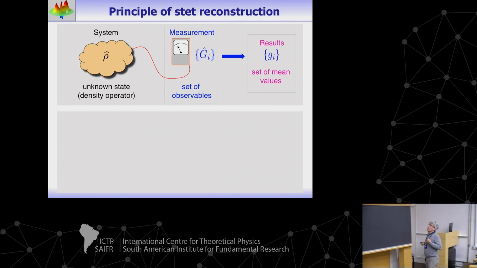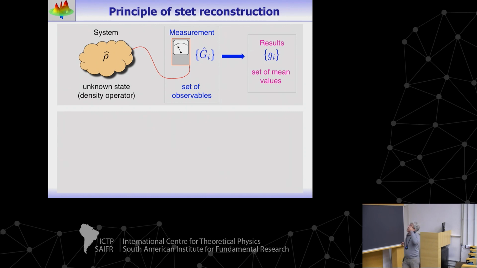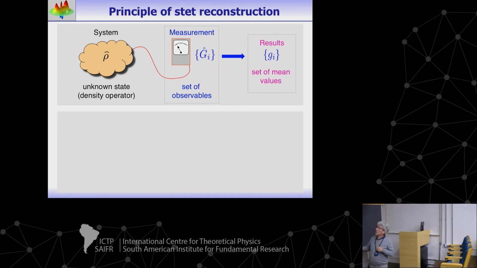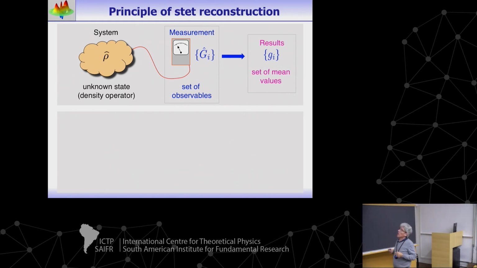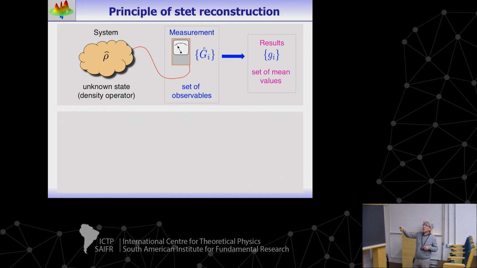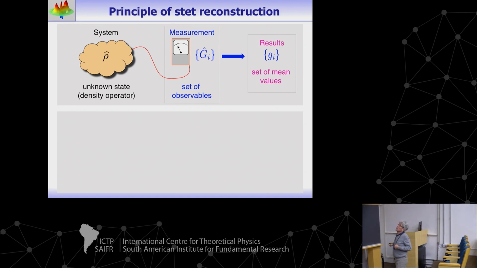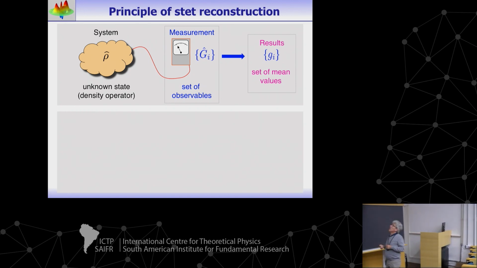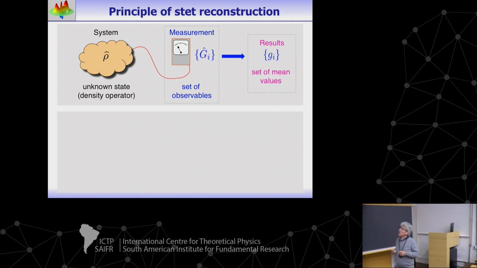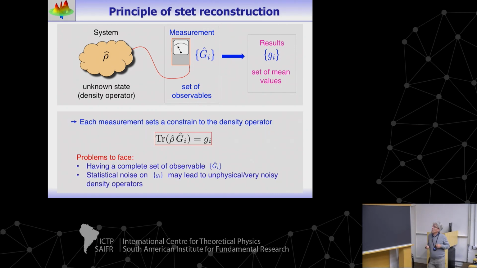So what is the principle of the state reconstruction that we perform in the experiment? The general principle is depicted here. You have a system with some unknown density operator. You have a set of observables. You perform many preparations of the state, many measurements. You get many measurement results. And then you try to find the best way, from the measurement results, to reconstruct the unknown state, or the density operator, of the system you measured.